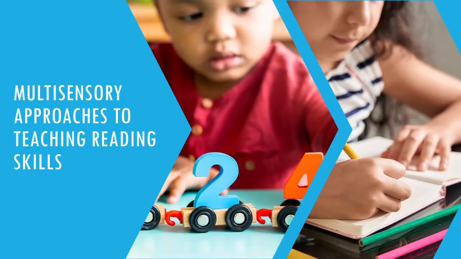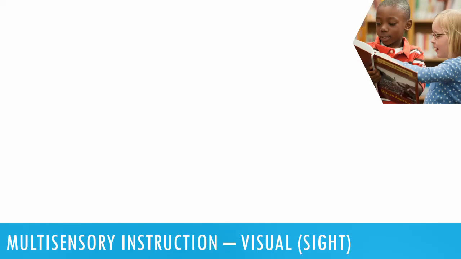Multisensory approaches to teaching reading are particularly effective for students with dyslexia and other learning differences. These approaches involve engaging more than one sense at a time to enhance learning and memory. By integrating visual, auditory, kinesthetic (movement), and tactile (touch) elements into reading instruction, students are provided with multiple pathways to process and understand information.